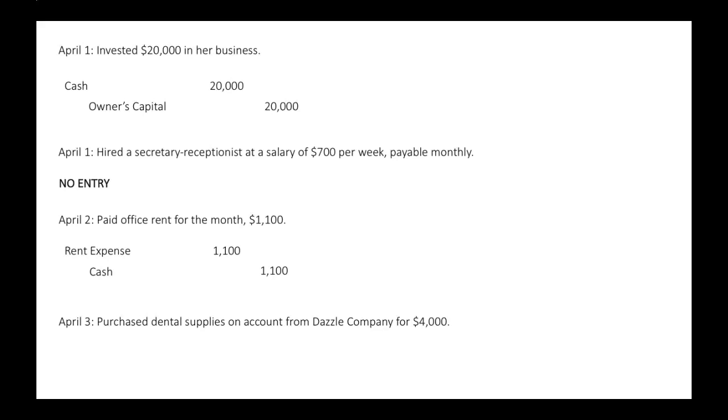Now on April 3rd, purchased dental supplies on account from Dazzle Company for $4,000. So we think about what accounts are being affected. We are buying dental supplies and we are making this purchase on account. So our supplies, an asset account, has to increase, so we debit our supplies. And then how are we paying for these? On account. So we credit our accounts payable for $4,000, because we purchased supplies that were worth $4,000.